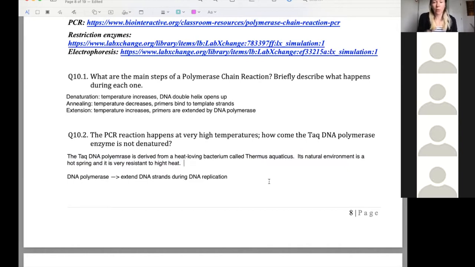So that's why we use this DNA polymerase from this specific organism, because it lives in such high temperatures that you can heat it up to near boiling and it's fine. It's still functional. And then you can cool it down and heat it up again and it still works. It's not going to denature.